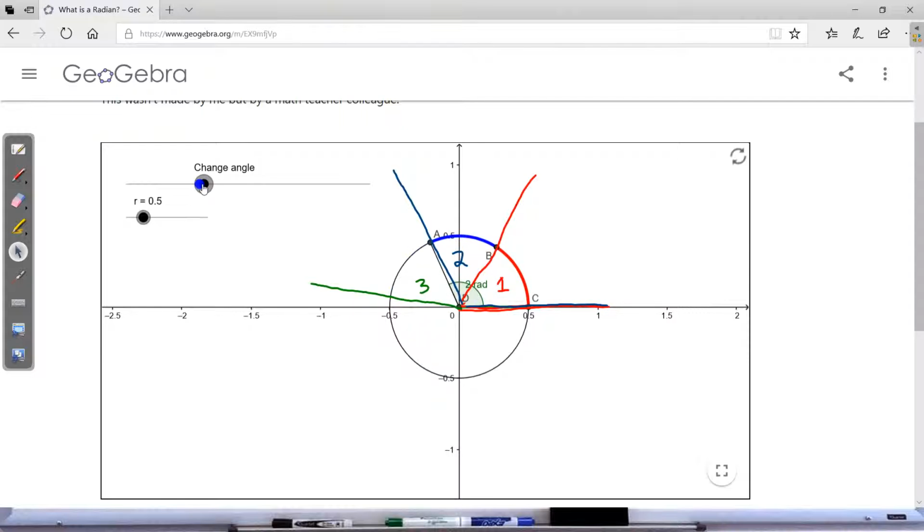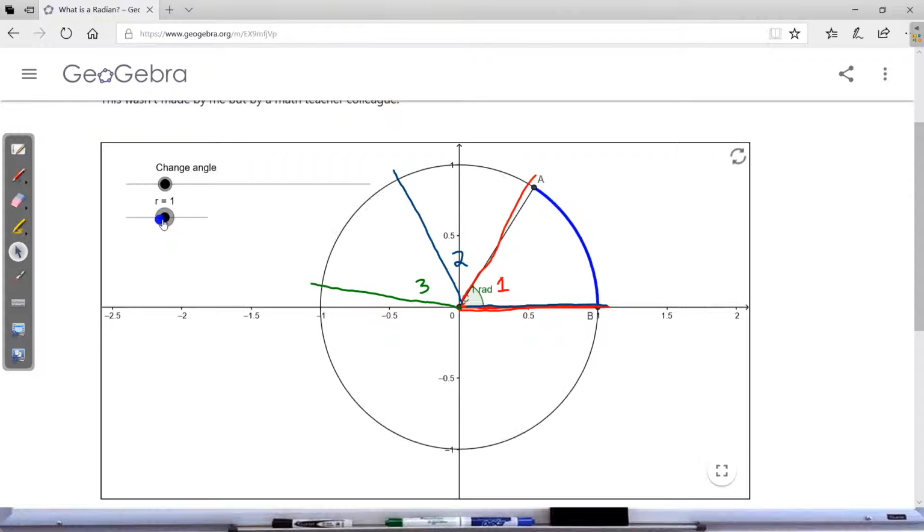This is still 2 radians. That is still 1 radian. And so the angle measurement doesn't change even if you make the circle bigger or smaller.